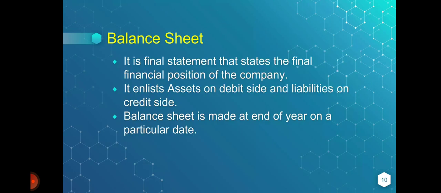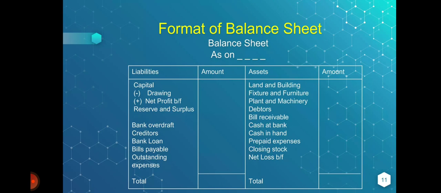So next we will move on to the third account, that is the balance sheet. It is the final statement that states the final financial position of the company. So the balance sheet is known as the final statement that shows the final financial position of the company. It enlists the assets and liabilities. So this is the format of the balance sheet as we are seeing in the slide.